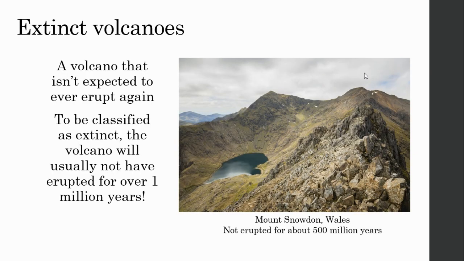So extinct volcanoes are extremely old. We have an example here of Mount Snowdon in Wales. Some of you might have been or you might have heard of it. And this has not erupted for about 500 million years. So that gives you a little bit of perspective. It's been an extremely long time since this volcano was active. So it's extinct. There's no expectation that it will ever erupt again.